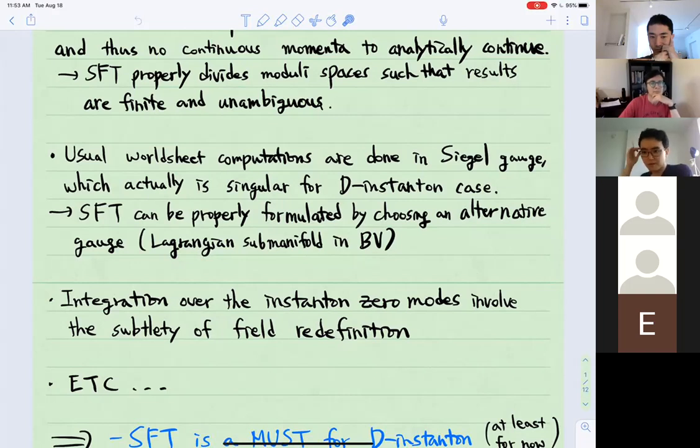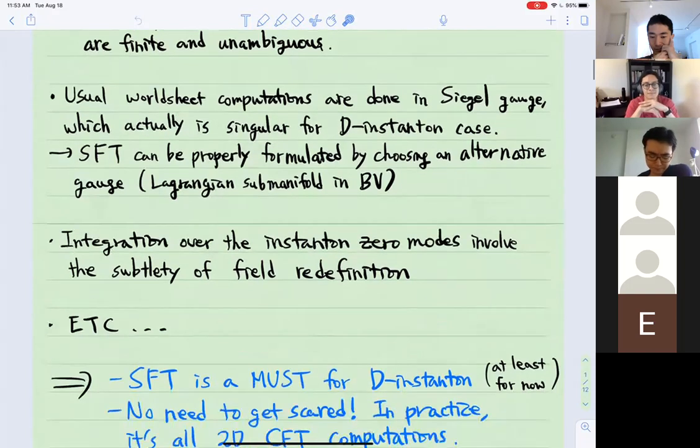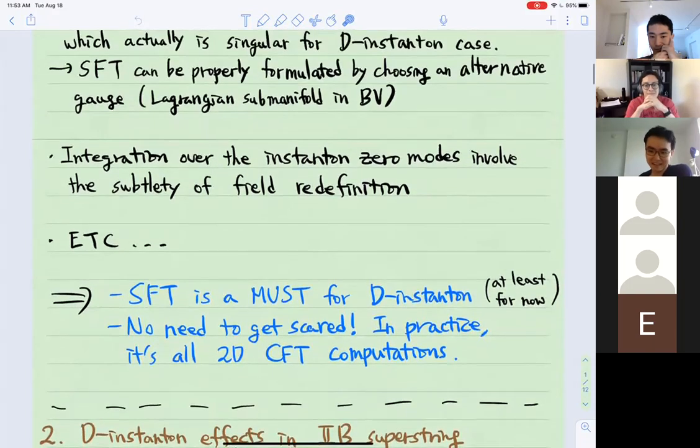And also, in Victor's talk, we ran into the issue of this instanton zero mode, which is propagating. String field theory correctly deals with this, including the subtlety of possible field redefinition. And there are several more aspects where string field theory plays a key role. So here are my main statements, okay? First, string field theory is a must for D-instanton, at least for now. We don't know of other alternative ways to unambiguously do the D-instanton perturbation theory.